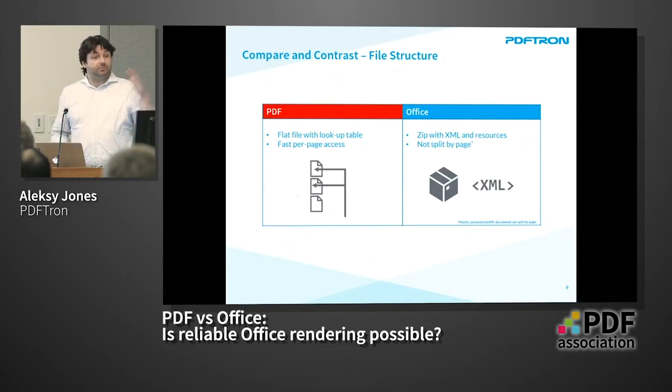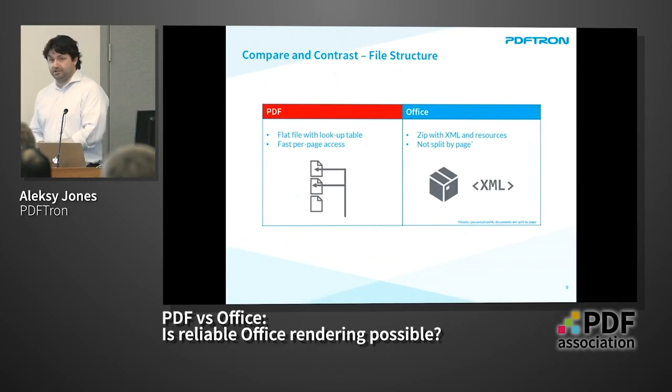So you have a 600-page document. Generally, it will be in one single XML file. And you can't randomly access within here. So if you want to look at page 599, you need to read the entire file.